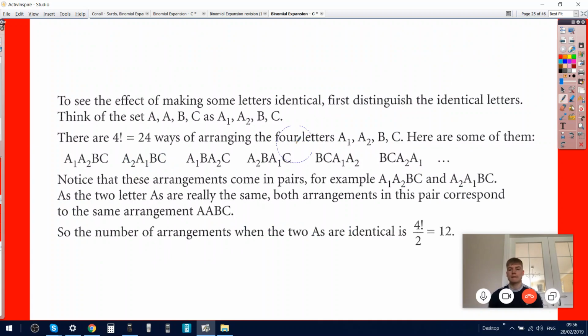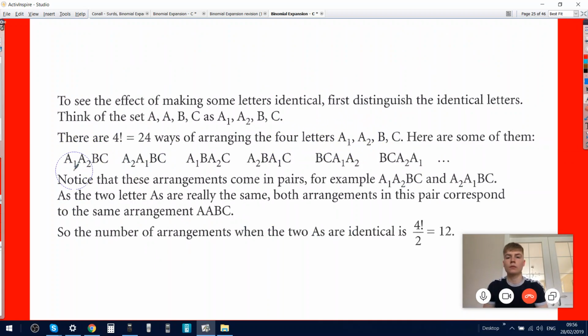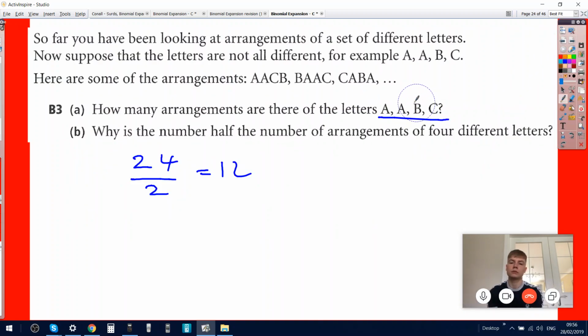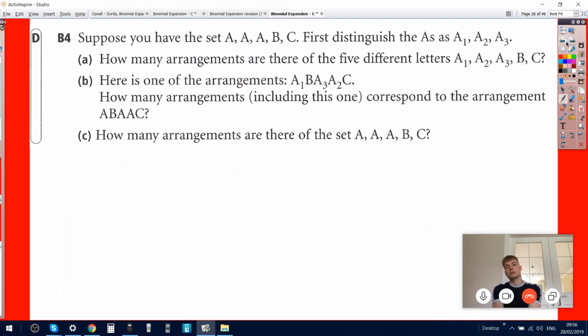Let's take a look. So if you call it A1 and A2, you can see how A1 and A2 will be the same as A2, A1. Yeah. BC. But there's actually no A1 and A2. They're just A and A, and so you'd have to half it. How about for these?